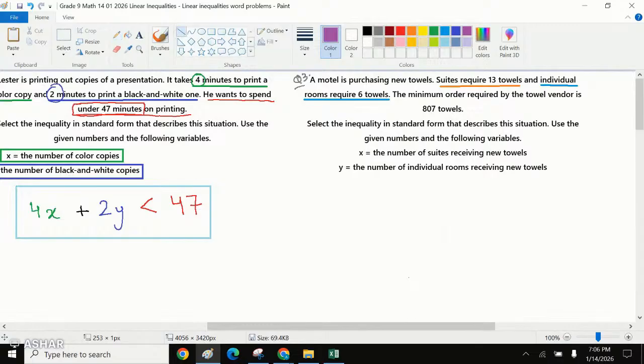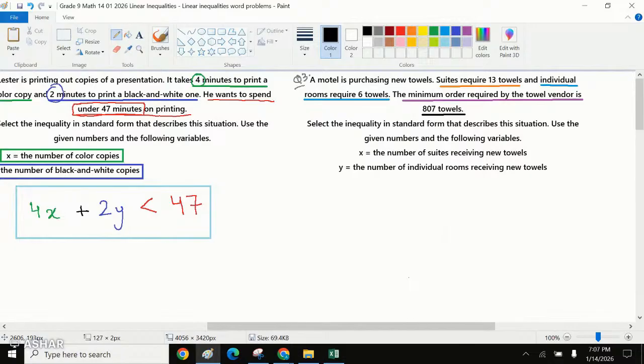Let's see. The minimum order required by the towel vendor is 807 towels, right? So they say that we would buy 807 towels, minimum. It says the minimum order. Like this is the minimum number that must be present over there, right? Select the inequality in the standard form that describes the situation. Use the numbers given and the following variables, okay?